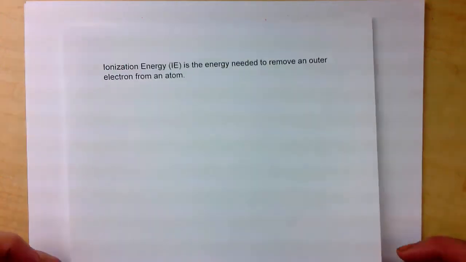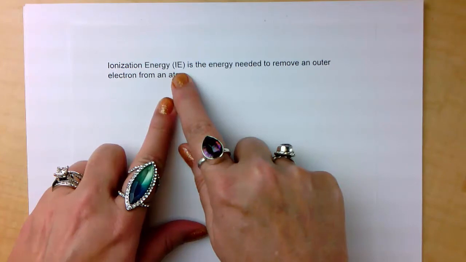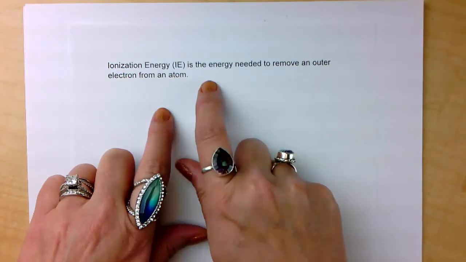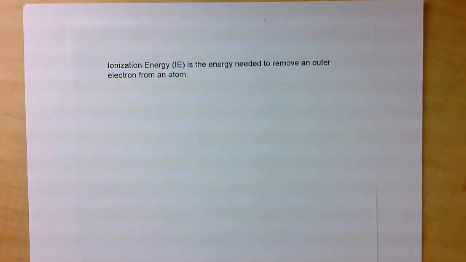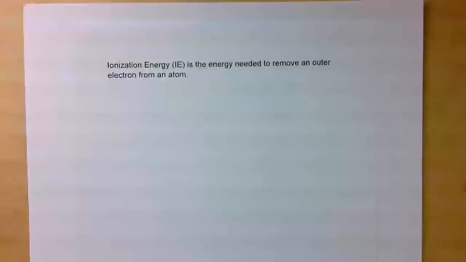One of the first things we need is a definition of what ionization energy actually is. Well, ionization energy, which is often abbreviated with an IE, is the energy needed to remove an outer electron from an atom. So in other words, it's how much energy it takes to go up to an atom and grab an electron and take it away.